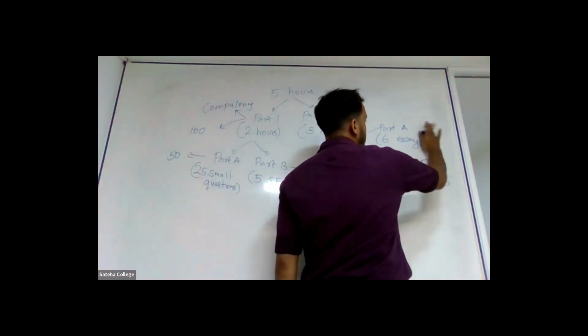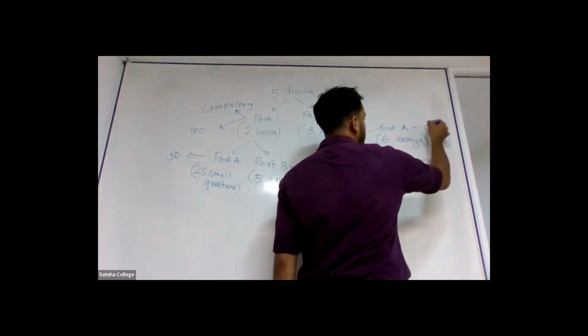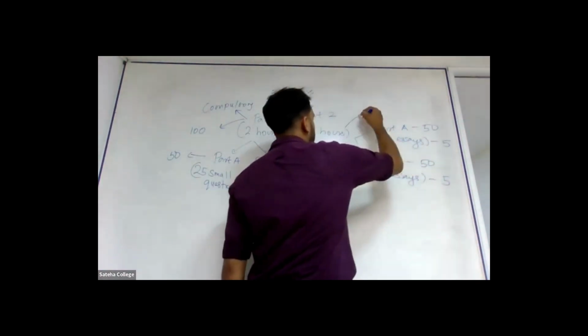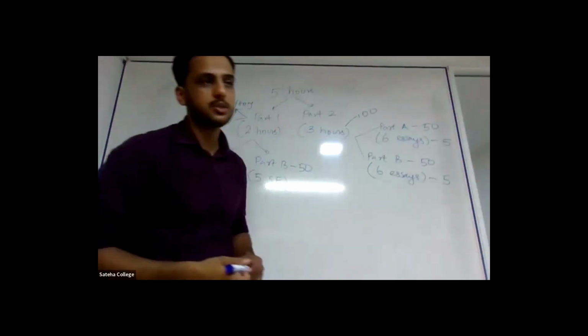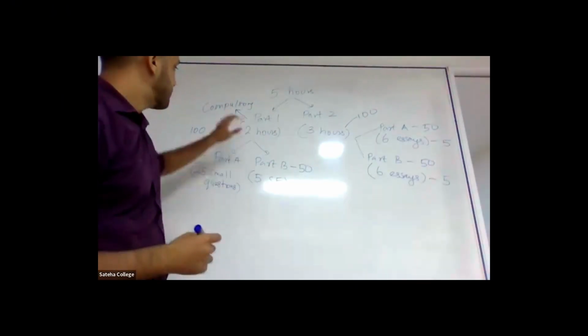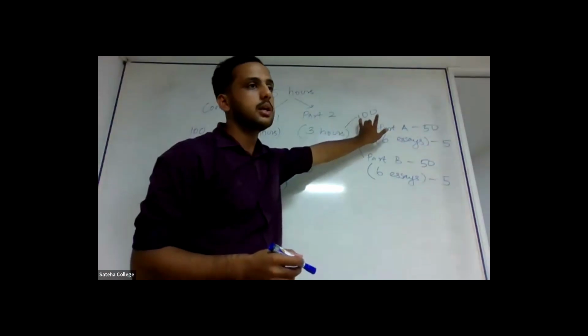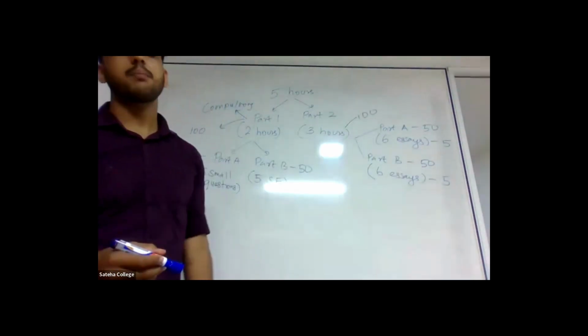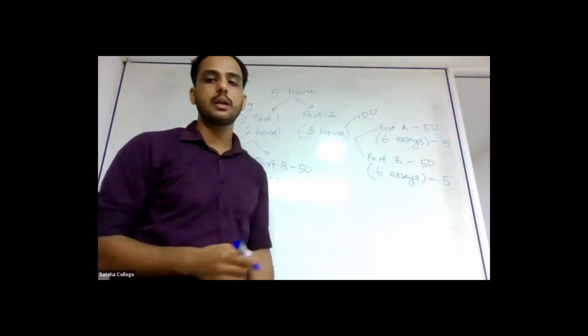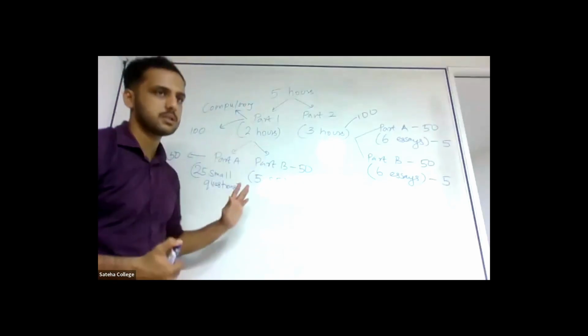So again, these are 50 marks. Part B is 50. I'll write here, choose 5. Part A is also 50. So altogether, this is another 100 marks paper. So this is 100, altogether 200. Then they add them both together and divide by 2 to get your final marks. This is how the paper is structured.